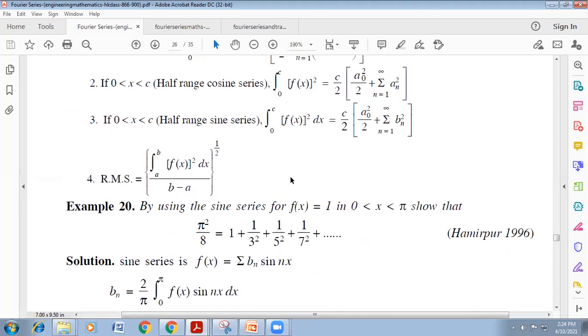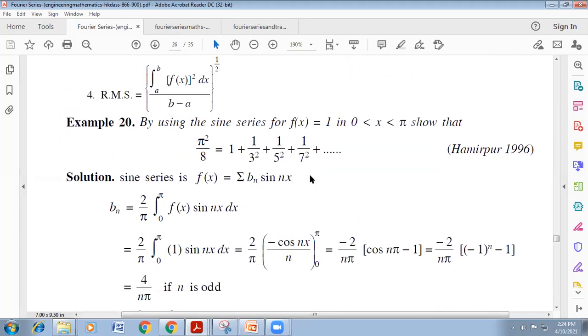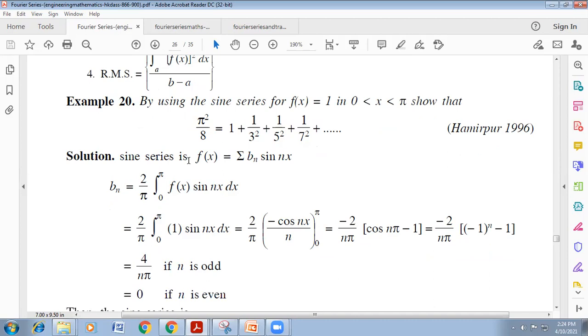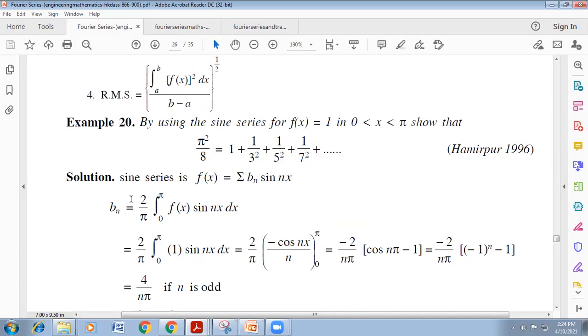Now let us consider an example to discuss Parseval's identity. By using the sine series for f of x equals 1, where the domain is 0 less than x less than pi, show that pi square by 8 equals 1 plus 1 by 3 square plus 1 by 5 square plus 1 by 7 square plus dot dot. This is an important series. Now we are trying to show this series from the expansion of f of x. We are given f of x equals 1. So the sine series of f of x will be summation b n sin nx.